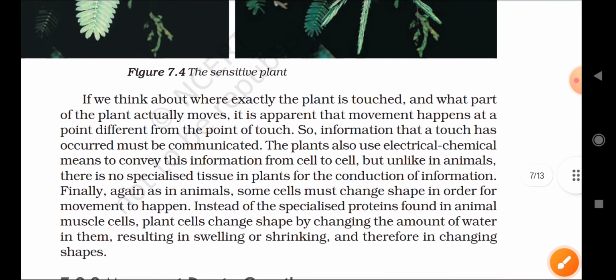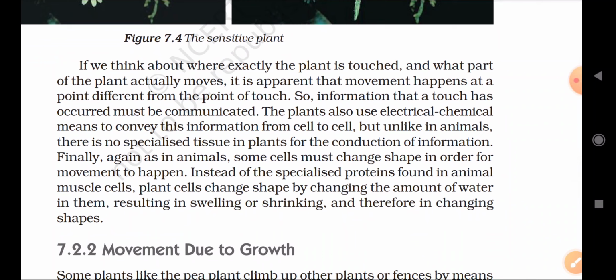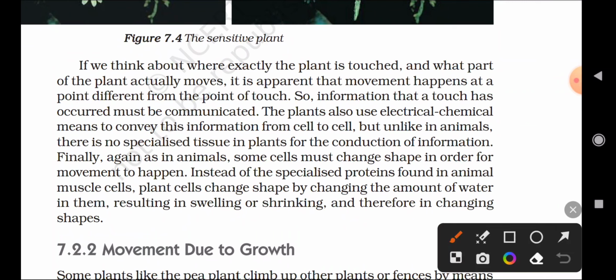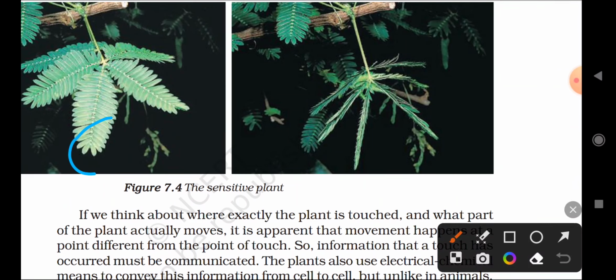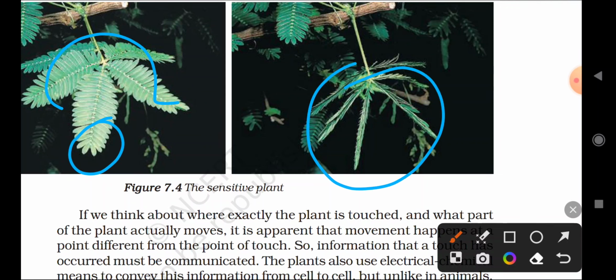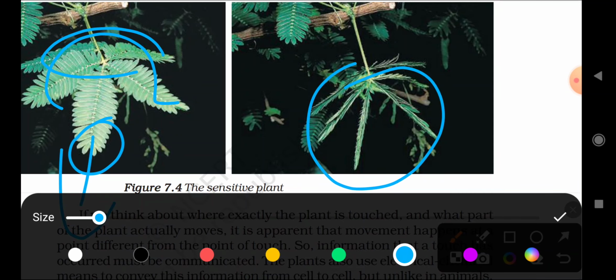They definitely transfer the information, but how they do it is a very important question. In your exam they will ask how leaves transfer information, or which method they use. It is a 1 mark question, very important. The information that touch has occurred must be communicated. When we touch one leaf, the information is transferred through all the leaves, and that is why all the leaves change position.